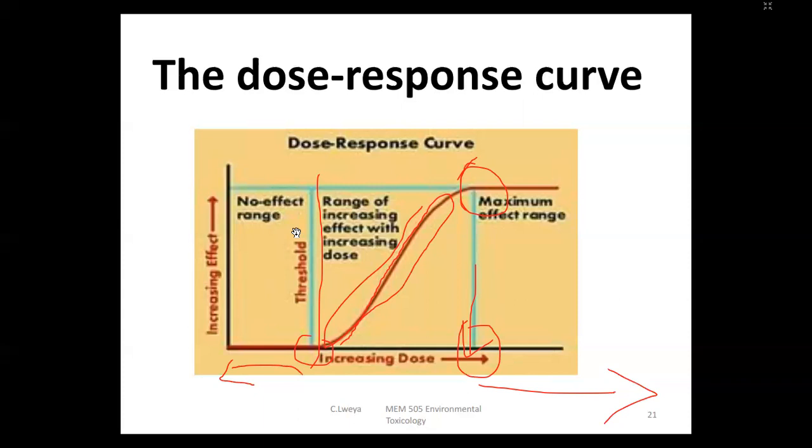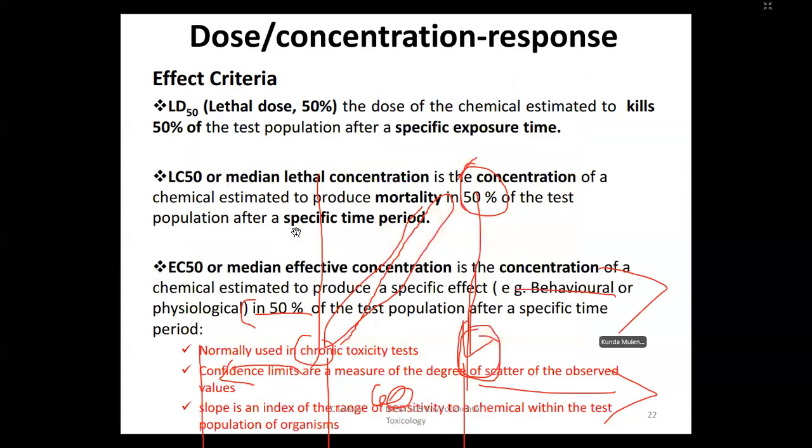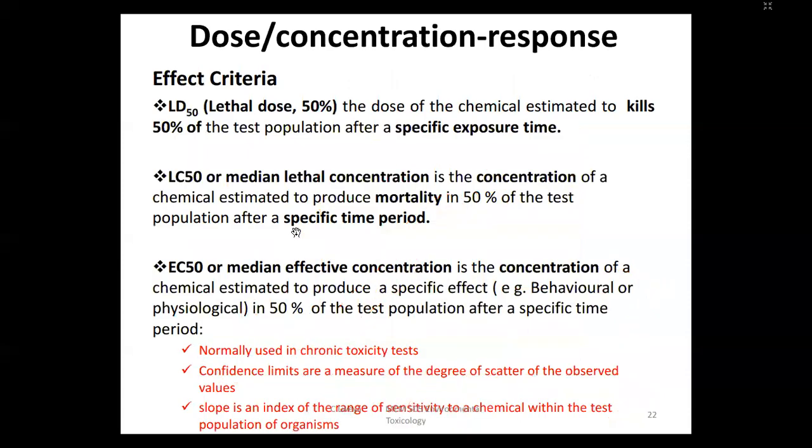So we have a threshold, and within this range, no effect. Within this range, you're likely to have some effects, but manageable, increasing depending on the amount of dose that you get. And above the maximum, there's no surviving. It's just the emphasis here, LC50 and then EC. So LD, we're talking about lethal dose. LD50 is the lethal dose, the amount of chemical estimated to kill 50% of the test population after a specific exposure time. These are things that I explained earlier.